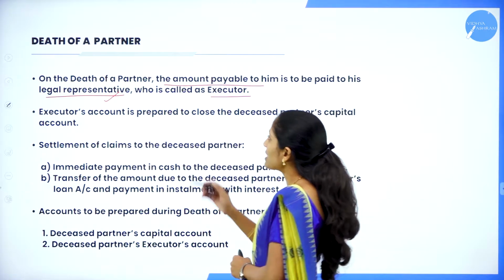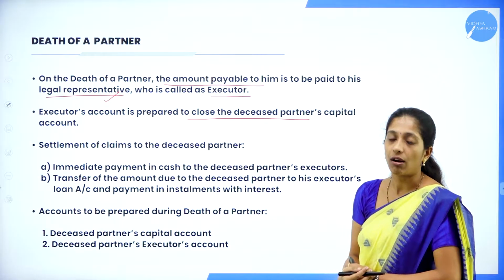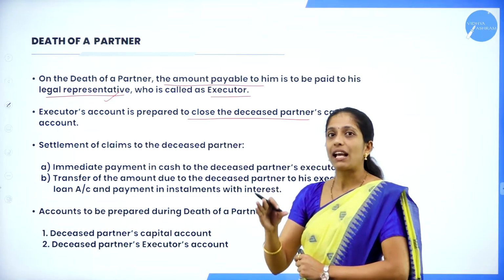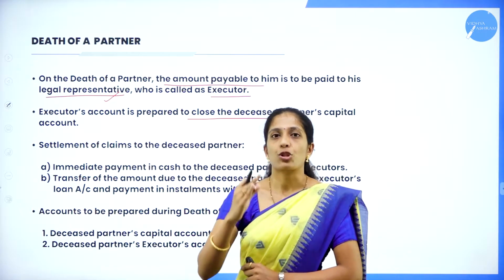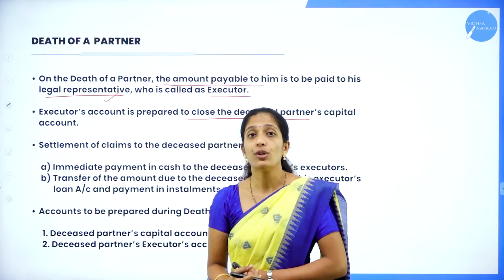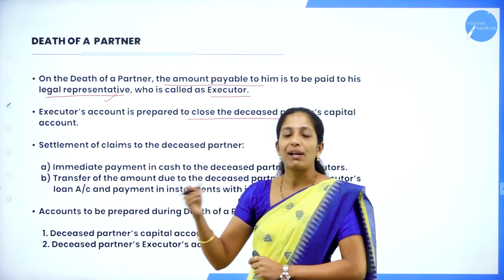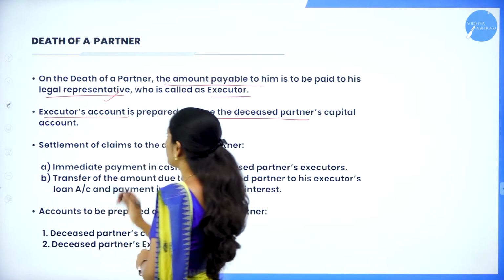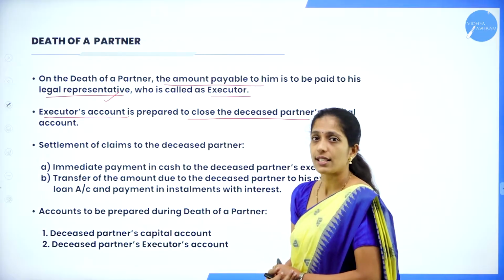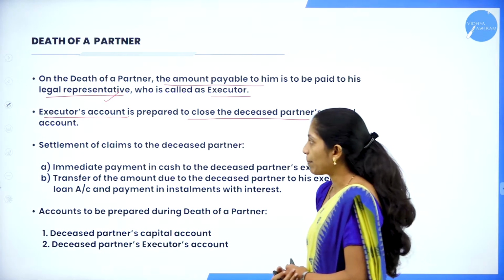Now, executor's account is prepared to close the deceased partner's capital account. Whatever amount has to be paid to the deceased partner, as I told you, has to be paid to his legal representative, who is called an executor. So, in order to make the payment to the executor, we have to prepare the executor's account. Why is the executor's account prepared? In order to close the deceased partner's capital account.